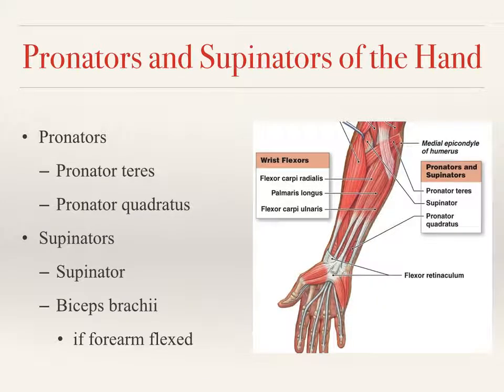So the primary pronators of the hand include the pronator teres, which we have just discussed, and the pronator quadratus. The primary supinators of the hand include the supinator and the biceps brachii only if the forearm is simultaneously flexed.